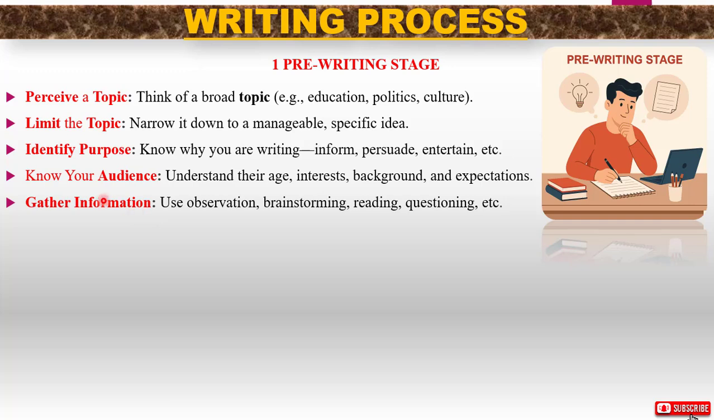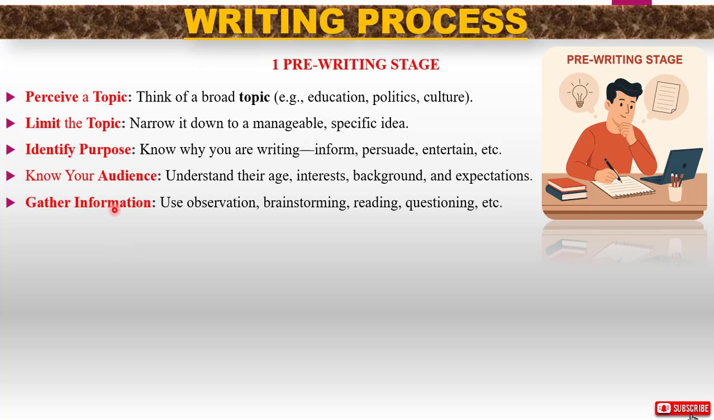Next, you have to gather information. After arriving at all these, then you need information to put on paper for your audience. How are you going to gather the information? You can use observation from your surroundings or your environment. Also, you can take part in brainstorming. If you are brainstorming, it means that you are generating ideas for your work. This can be done through questioning. Also, you can read widely to gather information.